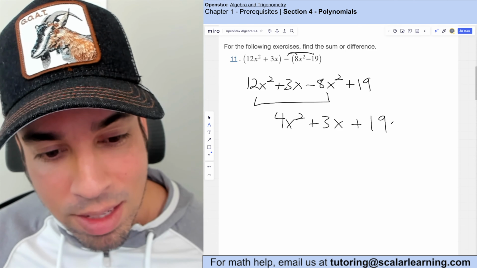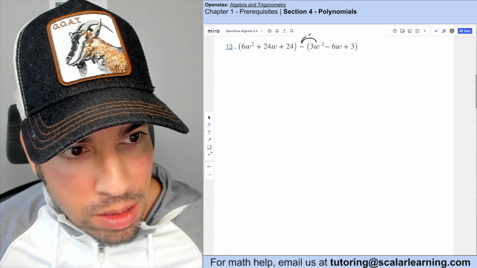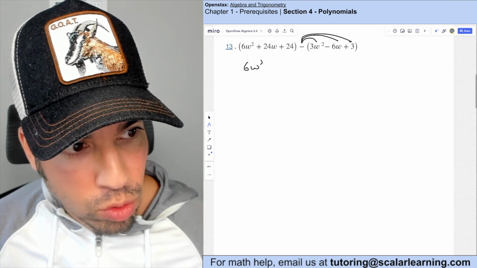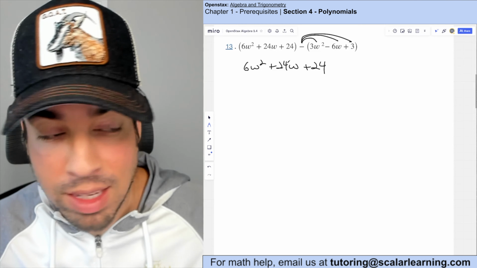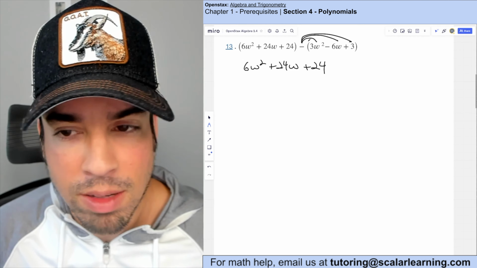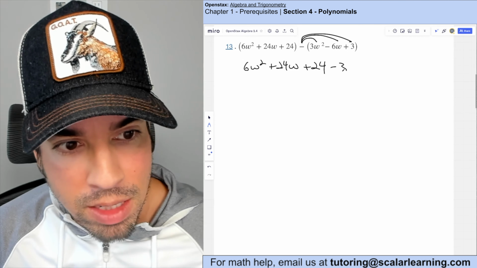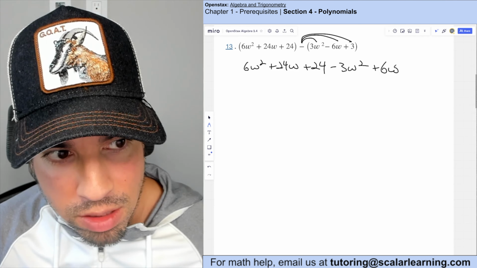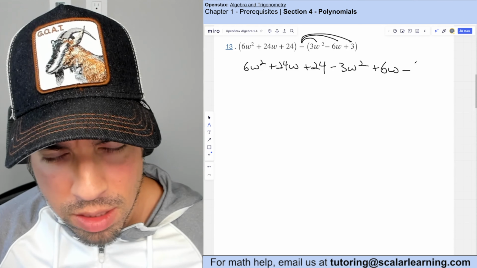Boom, done. In this one, the first step is to distribute that minus when we've got an outside parentheses, so it's going to go in like that. It's basically like multiplying by negative 1. Now I'm going to rewrite this as 6w squared plus 24w plus 24 without the parentheses because they weren't doing anything. So I'm going to remove those parentheses, then I'm going to distribute that negative. Now I've got minus 3w squared. A negative times a negative is a positive 6w, and a negative times 3 is negative 3.